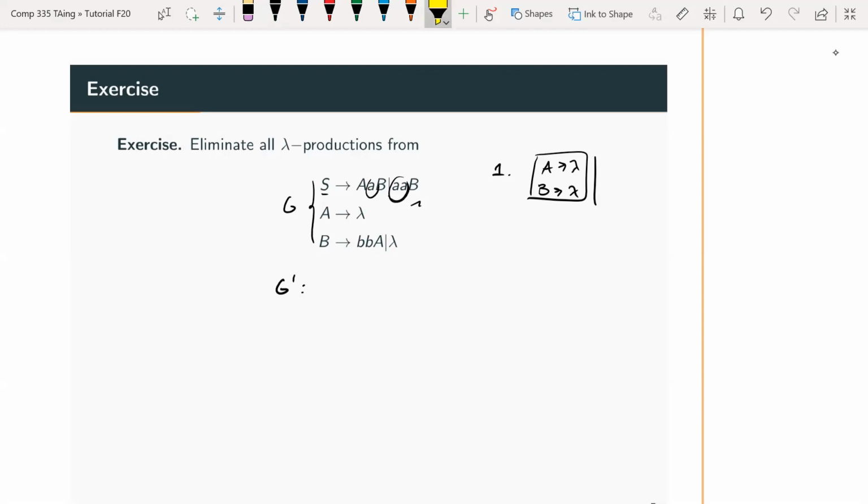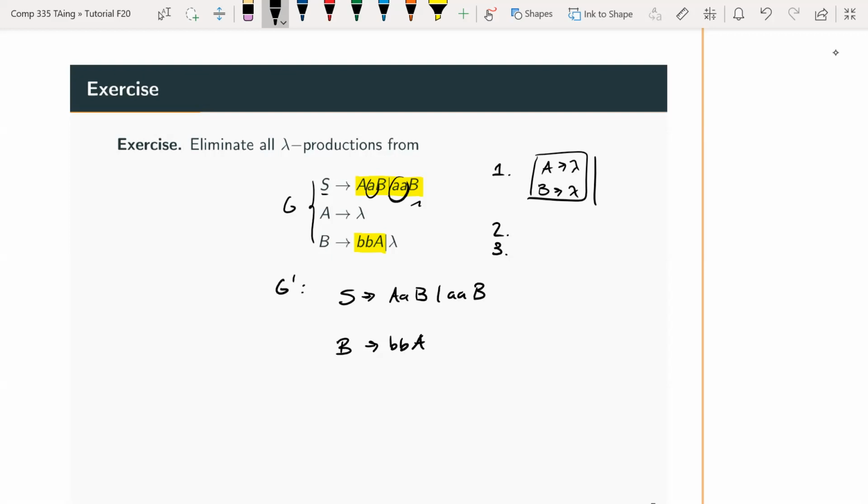Well, essentially you just copy the non-lambda productions. So you copy all of this and you copy all of this. So you get G prime as S gives you AB and AAB. So that sounds exactly the same. And then B gives you BBA, right? Okay, so that's step two. Step two is essentially copy-paste everything that's not lambda. And what's the third step? The third step is you're going to want to replace, for each nullable variable, all the possible combinations, right?